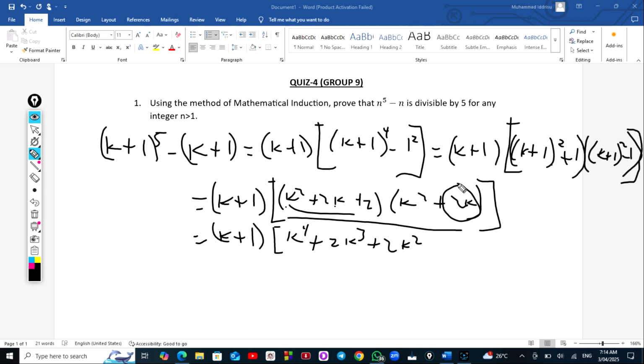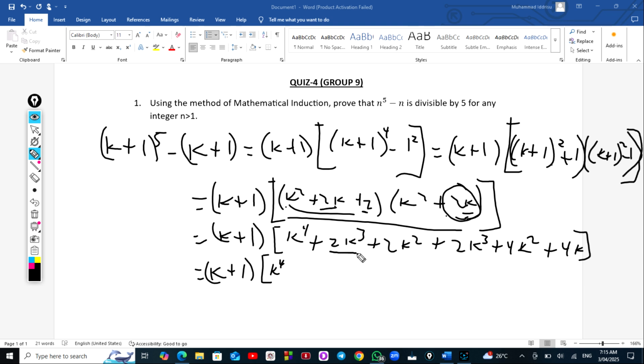2k times k square gives us 2k to the power 3 plus 2k times 2k gives us 4k to the power 2 plus 2k times 2 gives us 4k, and we are done. So we still keep our k plus 1 here. Then here we have k to the power 4. I think it's only 1.